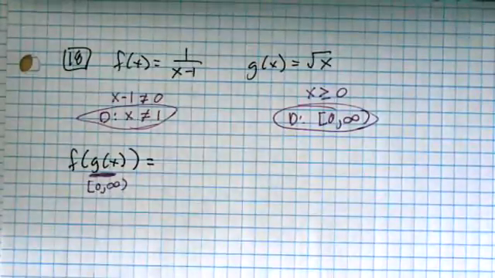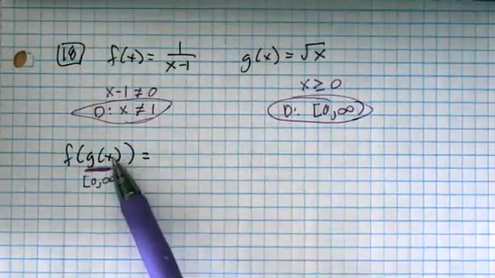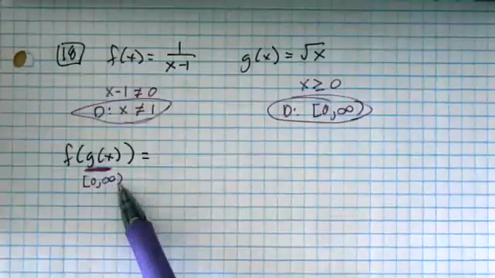You guys remember why we have to do that? Because anything that's going to go into f of g of x is going to go into g of x first. So we got to make sure it's not going to break g of x. And these are all the things that'll work inside of g of x.